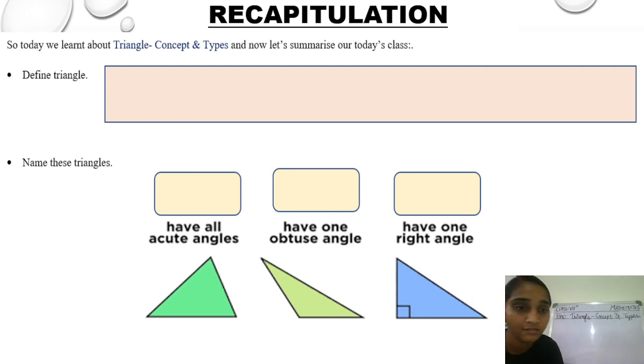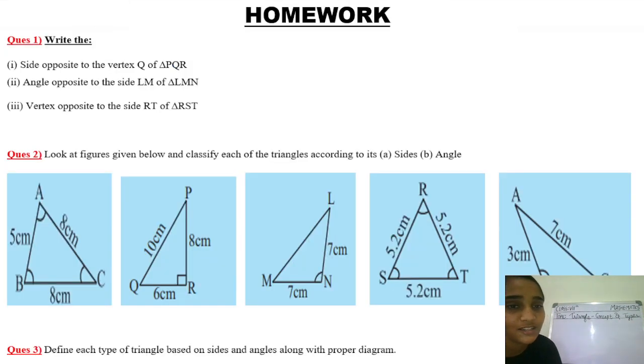Now it's time for you, students, to do the homework. Question 1: write the side opposite to the vertex Q of triangle PQR, the angle opposite to the side LM of triangle LMN, and the vertex opposite to the side RT of triangle RST. In question 2, look at the following figures and classify each triangle on the basis of the sides and the angles. And third, you have to define each type of triangle based on the sides and angles.